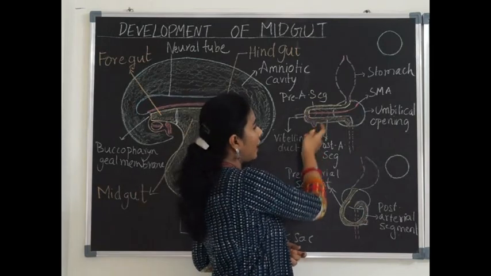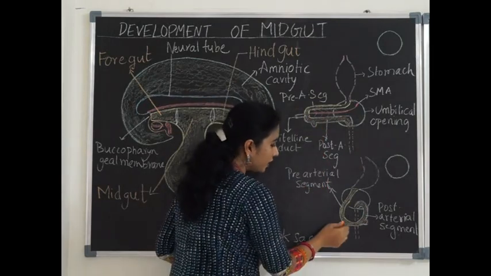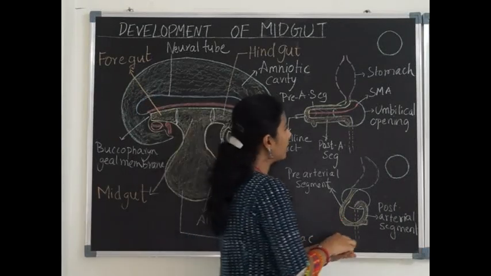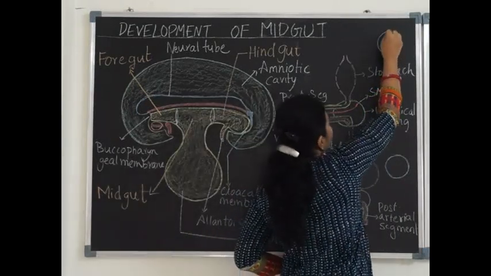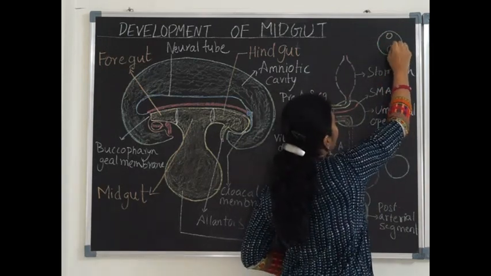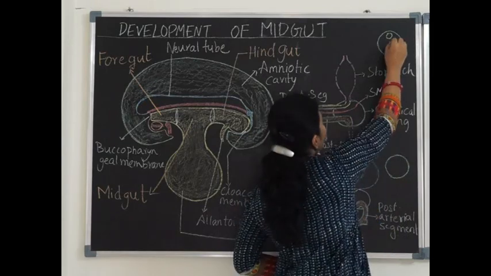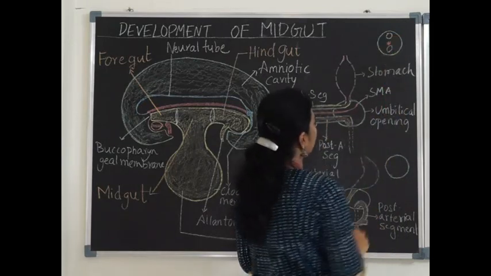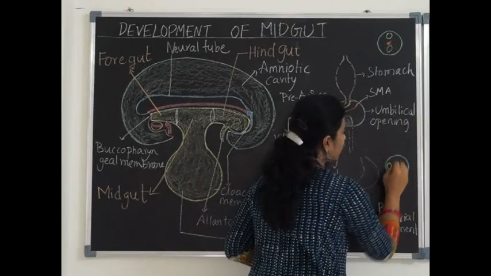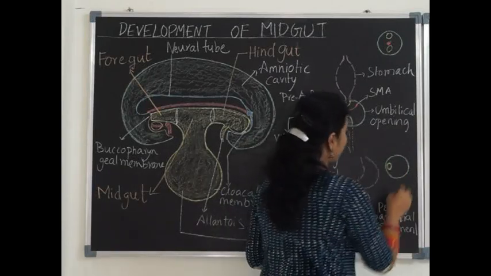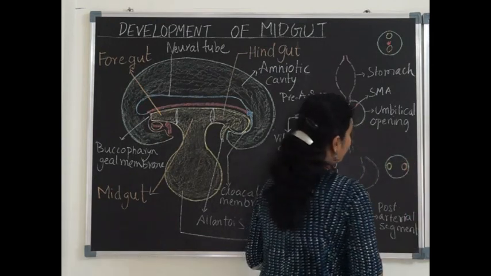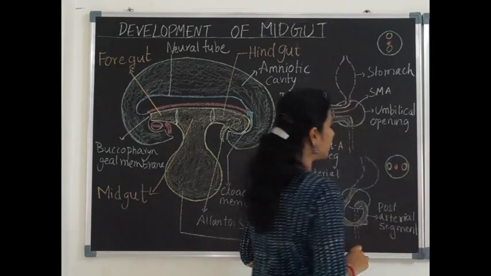After the anti-clockwise 90 degrees rotation, now the pre-arterial segment is on the right side. Here we can see the pre-arterial segment is above and the post-arterial segment is below, and in between is the superior mesenteric artery. Later, because of the 90 degrees anti-clockwise rotation, the pre-arterial segment is on the right side, the post-arterial segment is on the left side, and in between the superior mesenteric artery is present.